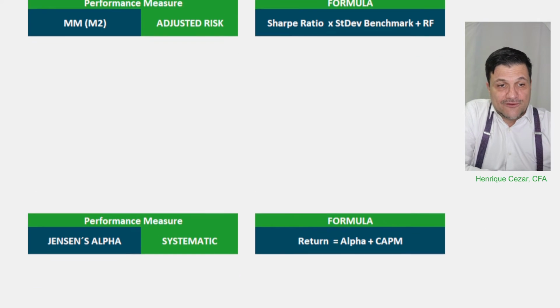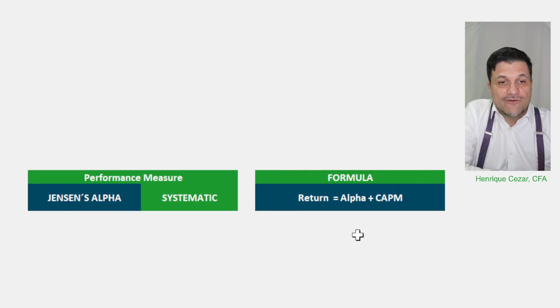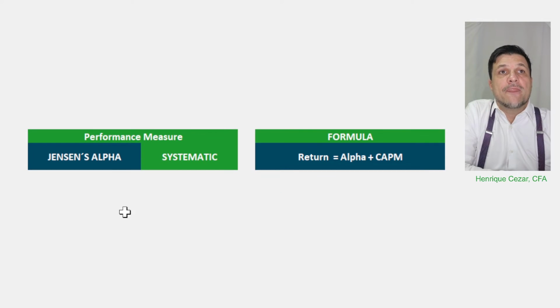And finally, friends, the Jensen's alpha. Okay, Jensen's alpha. It's the only one of those that's not really a ratio. It's a number. So it's an additional return. It's a percentage above the expected.